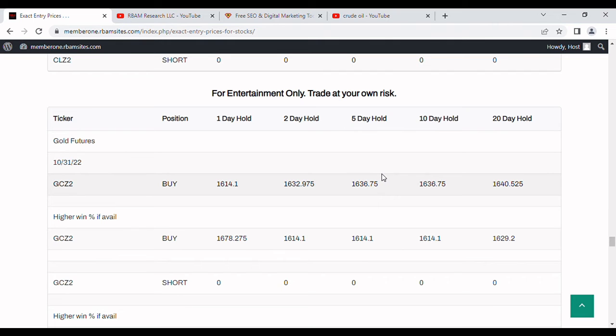This is all for entertainment purposes only. I doubt very seriously you're going to see the 1614 tomorrow. And gold doesn't trade real active on here. It usually trades maybe twice a week on these prices. The S&P 500 usually trades every day, for example. But I do think you're going to get live here on the 1640 and probably the 1636 tomorrow. We just have to wait and see what happens. But that's your entry prices, support and resistance points. No shorts for tomorrow, just the longs for 1, 2, 5, 10, and 20 days. This is for the GC futures contract at the COMEX exchange for tomorrow, the 31st of October.